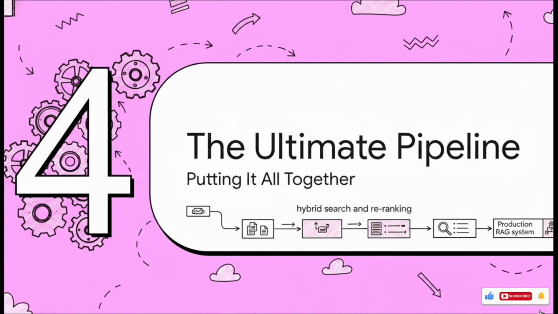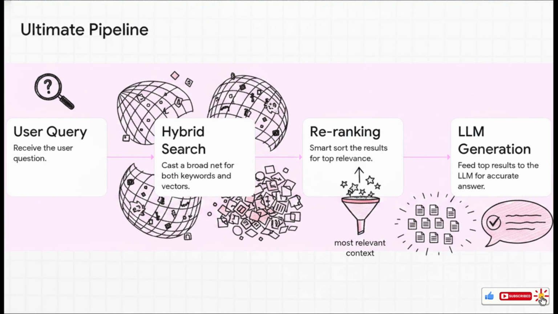Let's wrap it up with Section 4, building the ultimate pipeline, putting it all together. Let's see how this builds a completely bulletproof system. Step 1, the user query comes in. Step 2, we use hybrid retrieval to cast our broad net. In practice, this often happens in parallel.